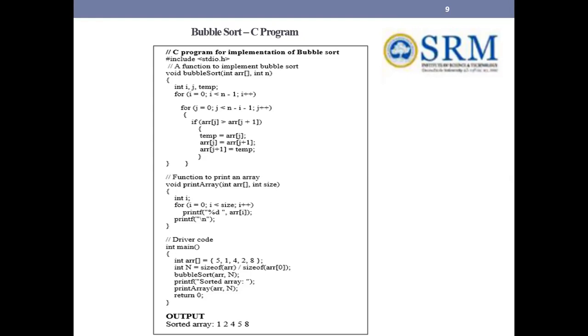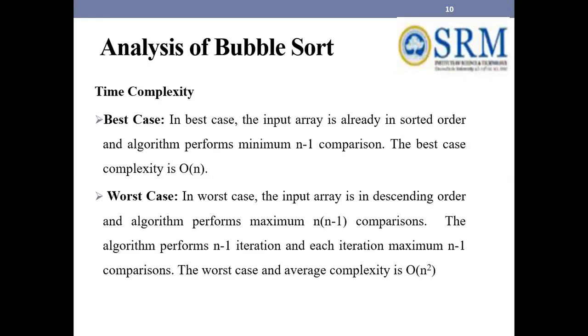After swapping, go to the main function and call the module print array. Now the values are printed in sorted order. Here in this bubble sort, we are using two for loops, and i is the index variable for the outer for loop, j is the index variable for the inner for loop. For every value of i, in each iteration, the algorithm performs a maximum of n minus i minus 1 comparisons. Next, we will see the analysis of bubble sort.